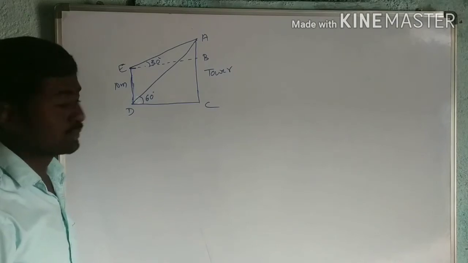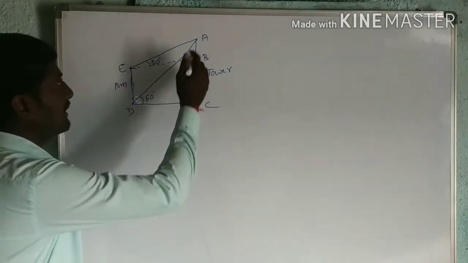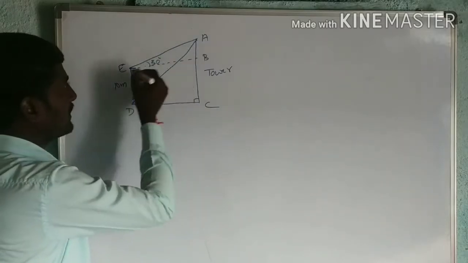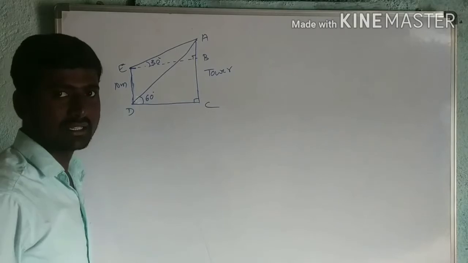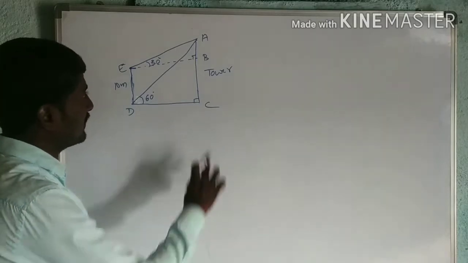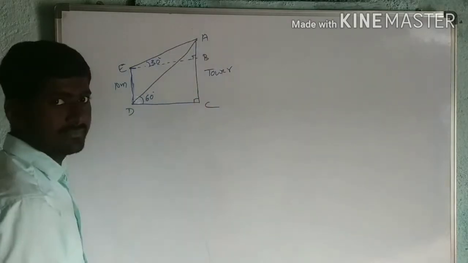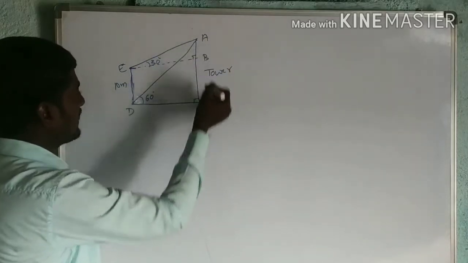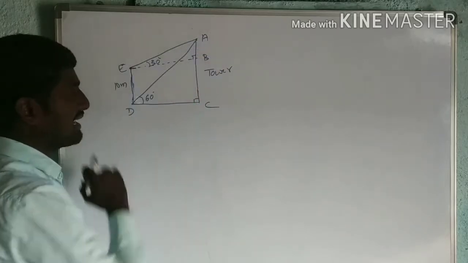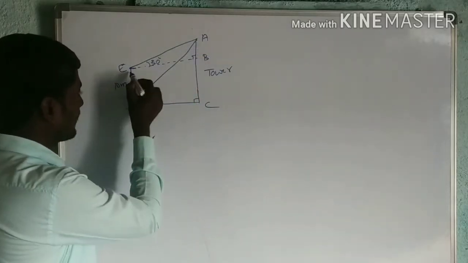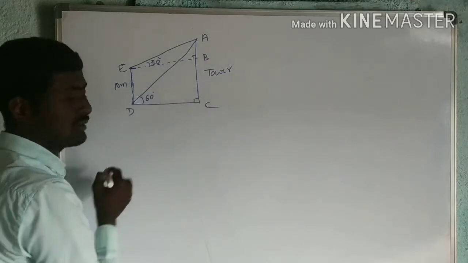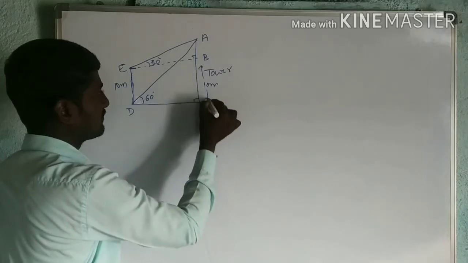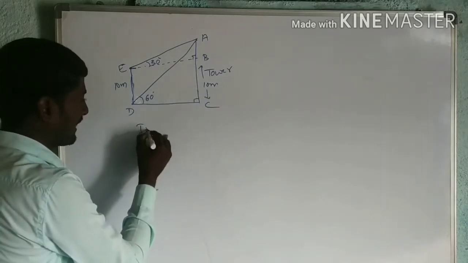There are two right angle triangles formed: ACD, one right angle triangle, and another one is ABE. Now we have to find AC. For that, first I will take the triangle ACD. Otherwise, you can take ABE also. Now here ED is 10 meter, then BC is also 10 meter.